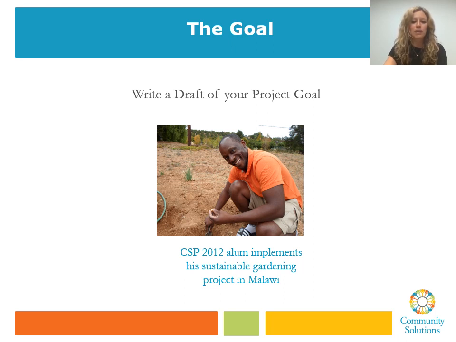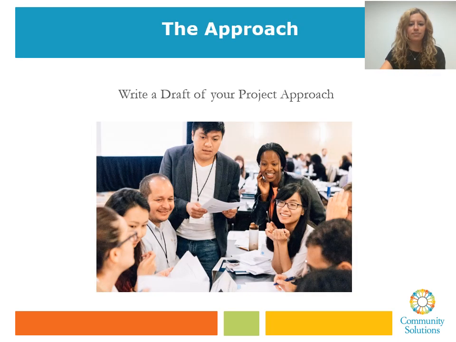So that's what we mean when we talk about thinking of the specific goal for your project, and you'll want to now write a draft of the goal. Again, this is to brainstorm. You'll have time to go in, change, edit in the weeks and months ahead, but take some time now to brainstorm a draft of your goal.